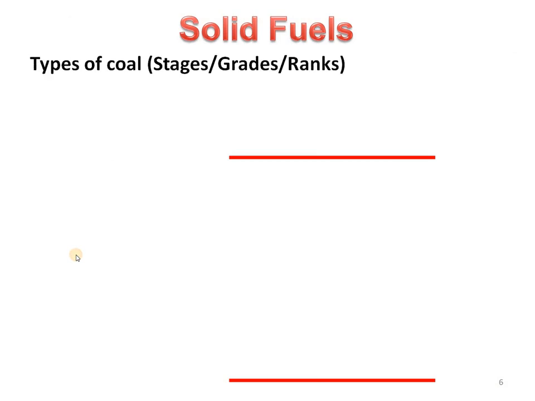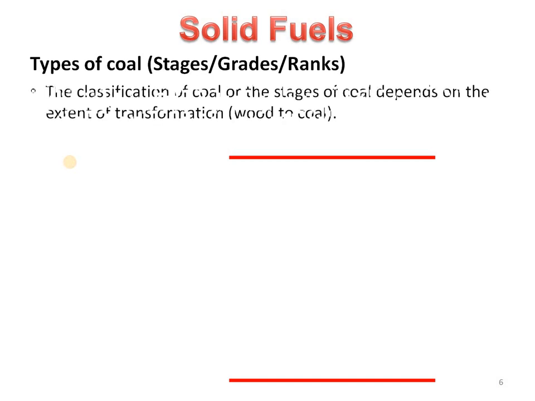Now we will discuss the different types of coal. This classification of coal is based on the extent of coalification that occurred with the vegetable matter buried in the earth crust. In other words, these are the different stages of coal that take place from burial of the vegetable matter in the earth crust towards the final coal, that is anthracite, and hence they are called the grades or ranks of the coal.